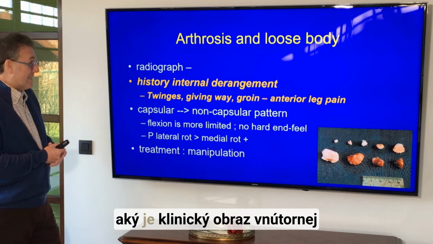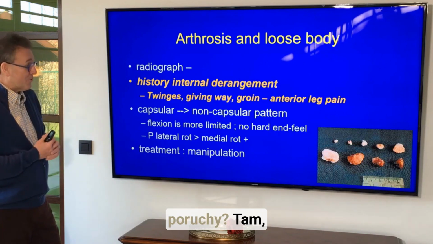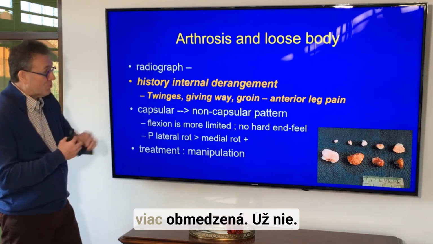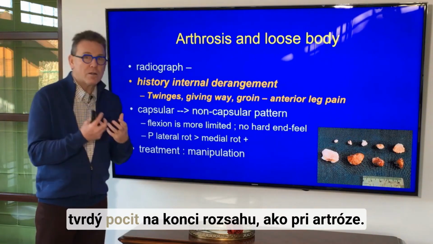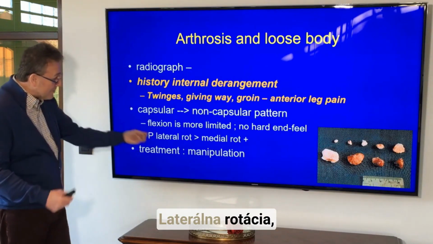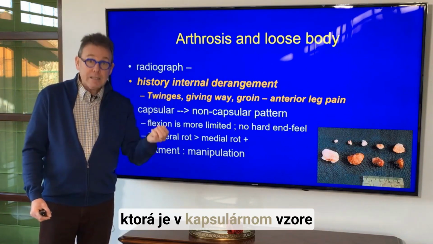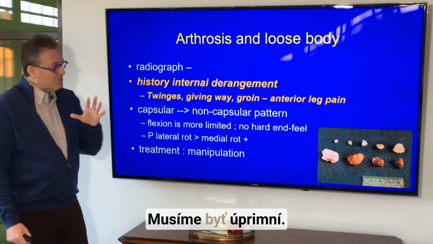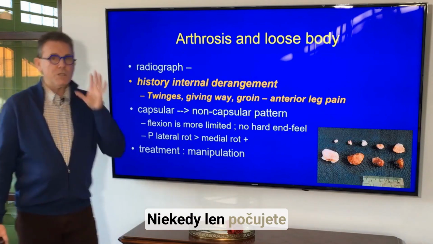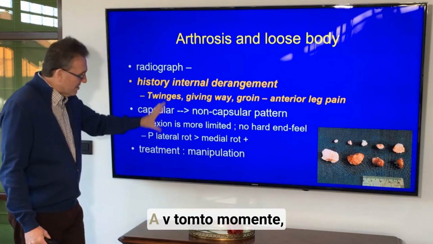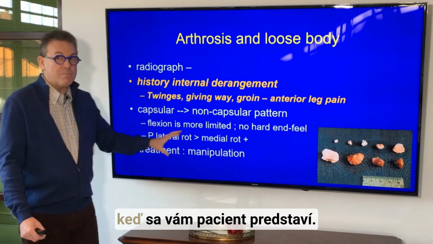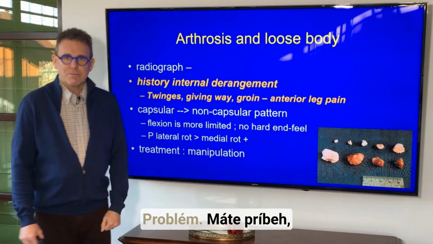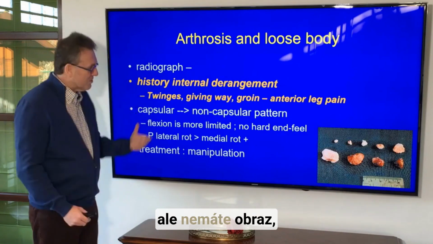Well, what's the clinical image of an internal derangement? Well, you're going to have a non-capsular pattern. Possibly flexion more limited, not anymore the hard end feel of the arthrosis, and lateral rotation, which is negative in the capsular pattern, becomes positive. We have to be honest, sometimes you only hear the loose body, and at the time when the patient presents himself to you, he says, okay, at this moment I don't have any problem. You have the story, but you don't have the image.